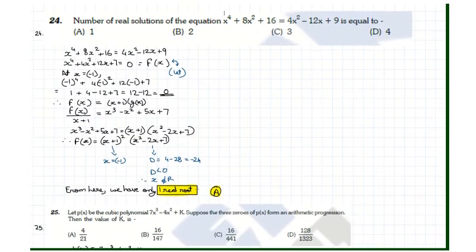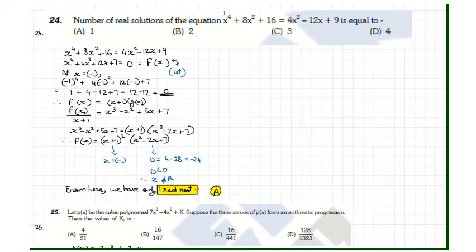The 24th question: we need to find the number of real solutions for x in the equation x^4 + 8x^2 + 16 = 4x^2 - 12x + 9. Now when we take the components from RHS to LHS, we get x^4 + 4x^2 + 12x + 7 = 0.